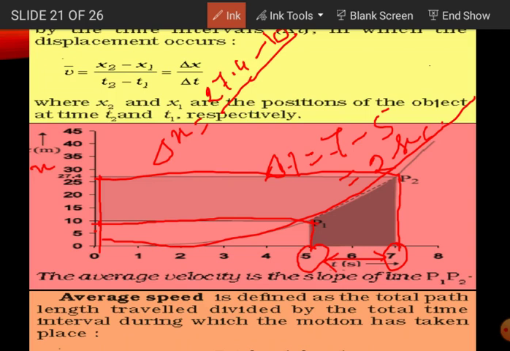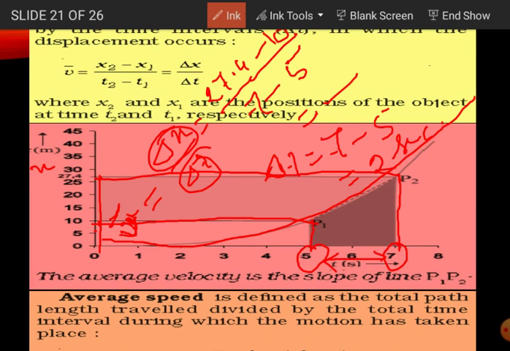So this distance divided by time means what? 27.4 minus 10 divided by 7 minus 5, that is Δt, and this will be denoted as average velocity. Average velocity is denoted by v bar. V bar represents average velocity, and it will be given as the change in distance divided by the change in time during that time duration.